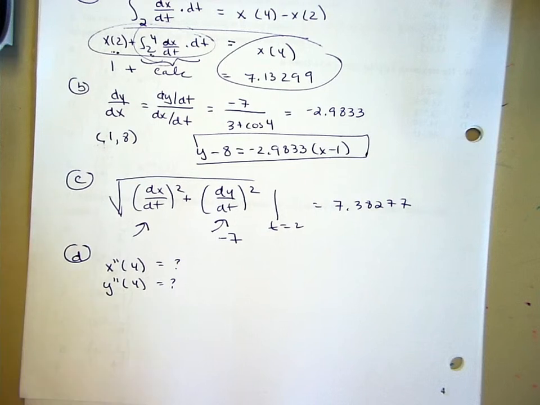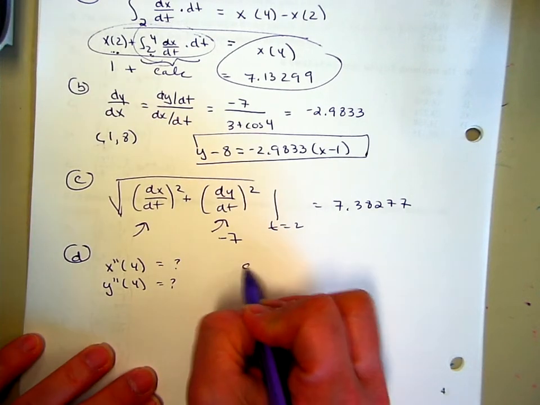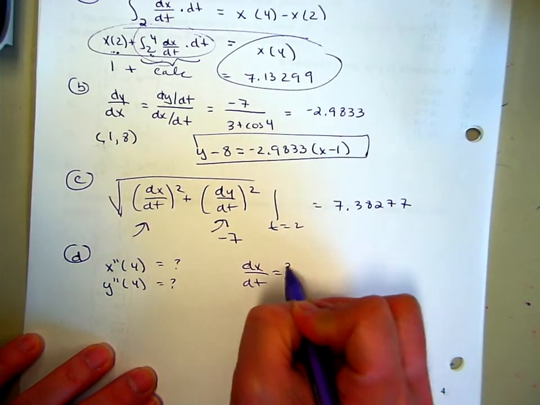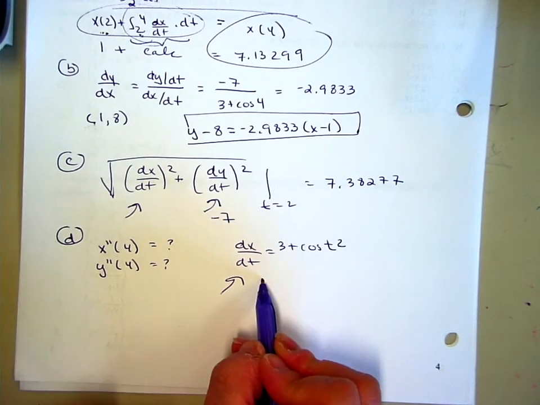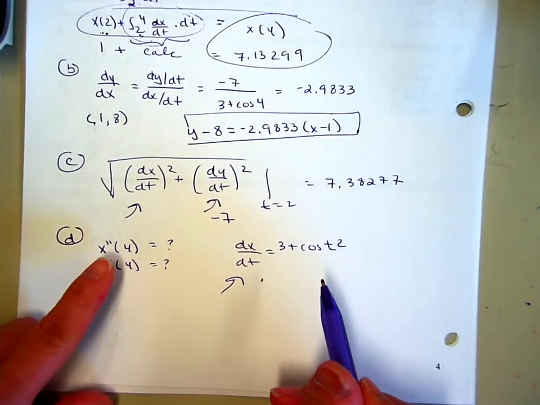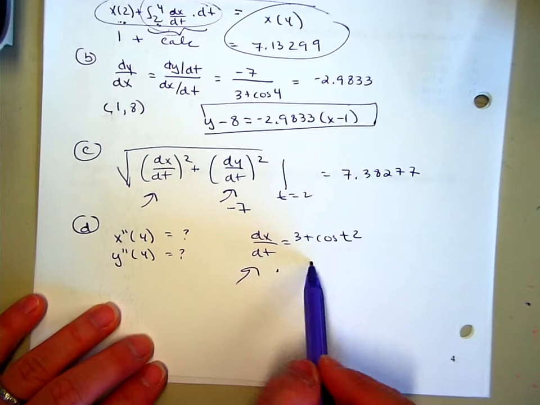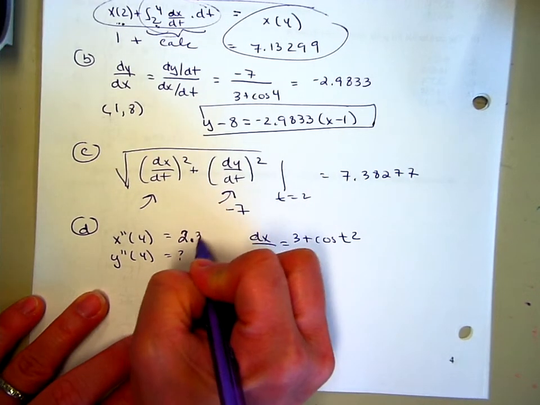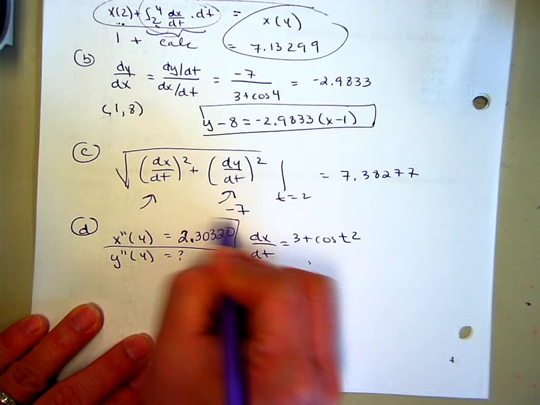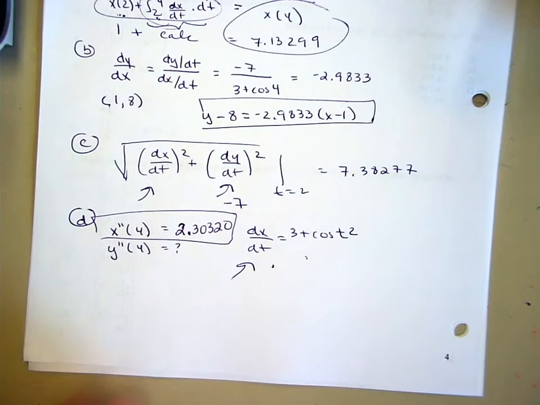The x piece is pretty easy. They're telling you dx/dt is 3 plus cosine of t squared. So you just need to take the derivative of this and plug in 4 for t. It's up to you. You can do it by hand. You can just type in your calculator. You don't need to show any work because the calculator will do all this. So this is your x component of the acceleration vector.